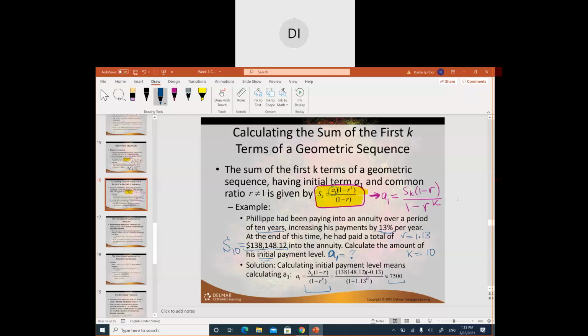And then if Felipe increases the payment by 13% every year, the annuity is going to grow all the way, after 10 years, to 138,148.12. Okay? Everybody understanding this? Any questions?